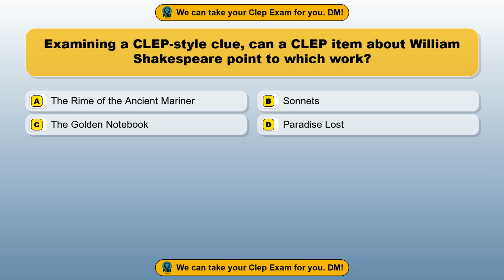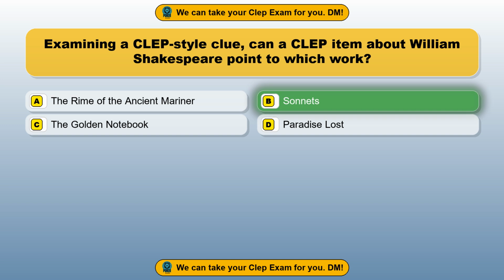Question 71. Examining a CLEP-style clue, can a CLEP item about William Shakespeare point to which work? Option A, The Rime of the Ancient Mariner. Option B, Sonnets. Option C, The Golden Notebook. Option D, Paradise Lost. The correct answer is option B.